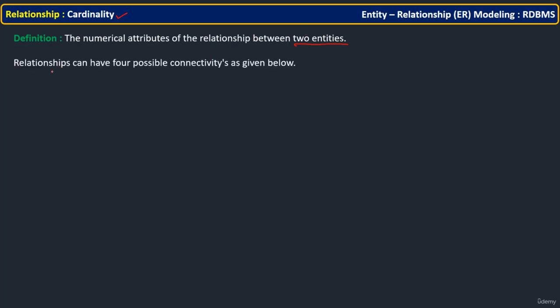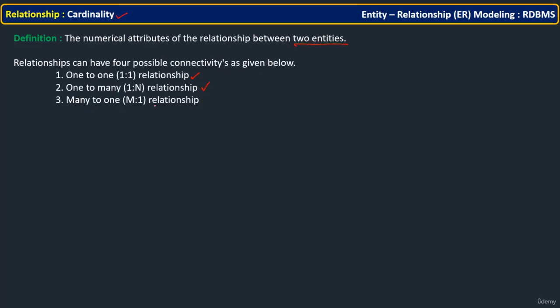These relationships can have four possible connectivities, given below. One is a one-to-one relationship. Another is a one-to-n relationship, that is one-to-many, then many-to-one, and many-to-many. Let us try to understand these four things clearly, then we will see many things. We can almost create ER diagrams for any given requirement.